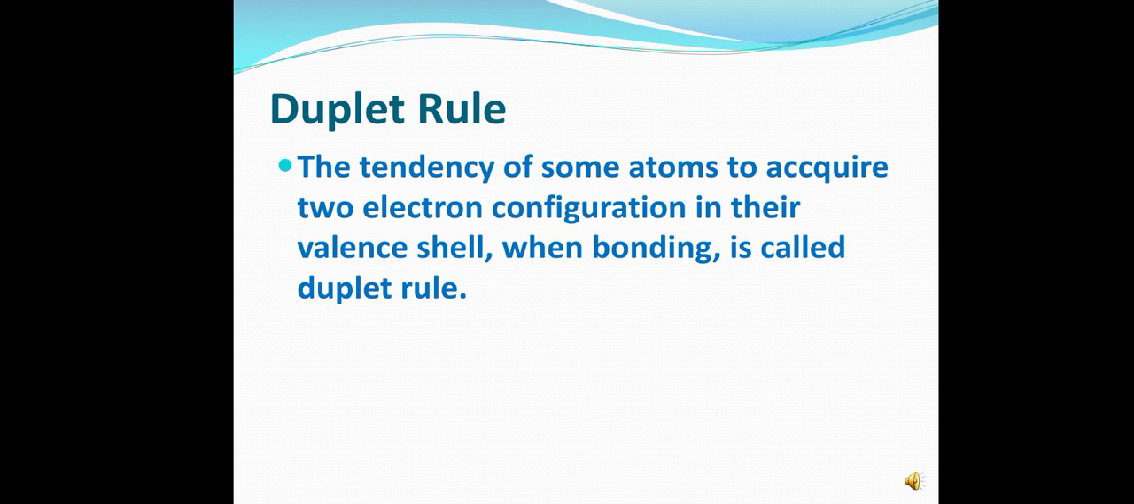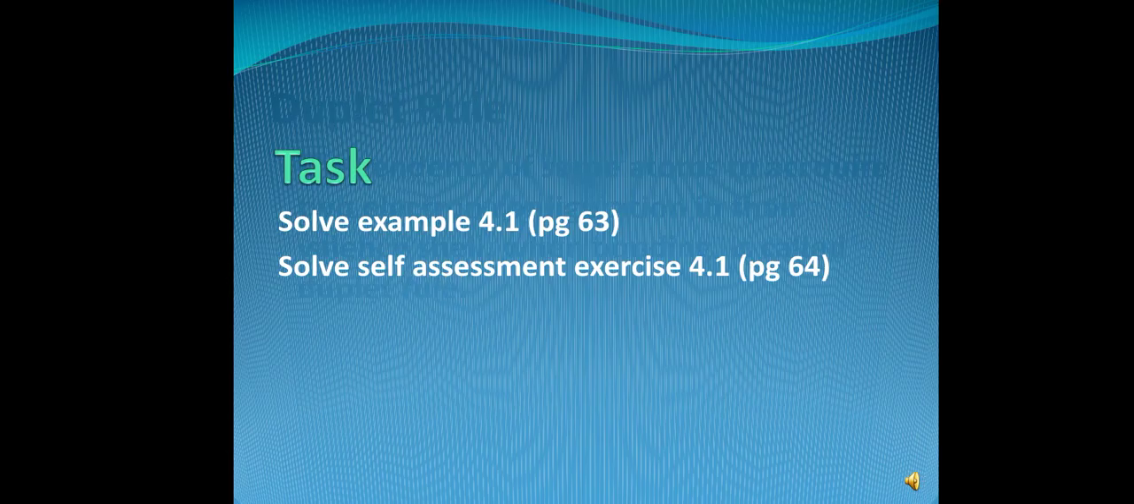So this is all for today's chapter. Now what should we do? Should we end it like that? No, we are going to do some tasks as well. What is the task? Solve example 4.1 given on page number 63, and it is very easy. Why is it easy? It is easy because it is similar to the questions we have been doing in our third chapter.